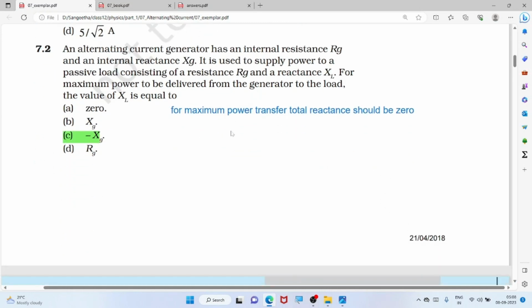An alternating current generator has an internal resistance, and this is the internal reactance. It is used to supply a passive load containing a resistance and a reactance. For the maximum power to be delivered from the generator to the load, the load resistance and load reactance should be matched: the internal reactance plus the load reactance should be 0 when you add. That means both should be equal, XC equals minus XL.